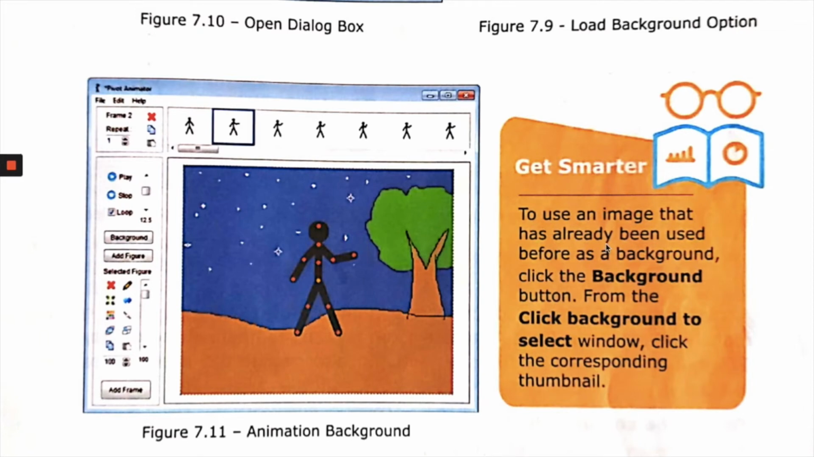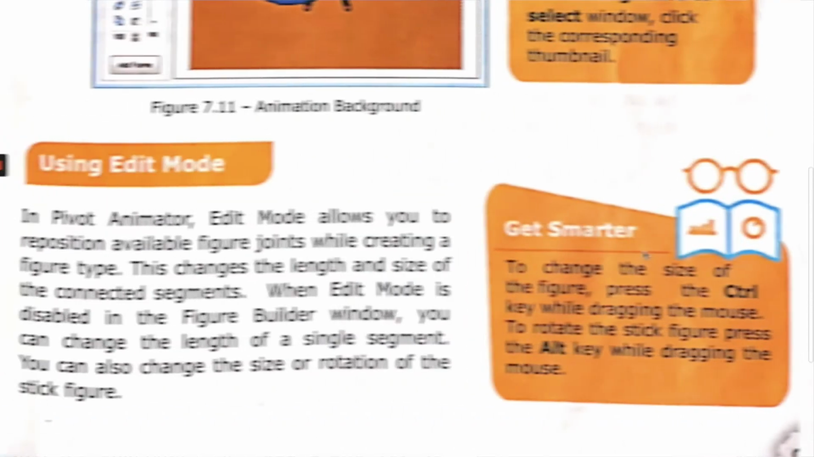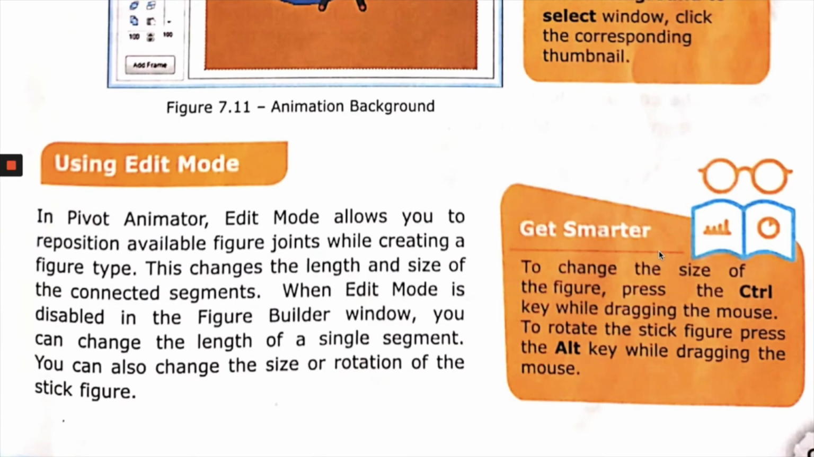Now look at the Get Smarter area. To use an image that has already been used before as a background, click the Background button. From the Click Background to Select window, click the corresponding thumbnail. If you have already used a background before in your work, it is easier to select it from this option.